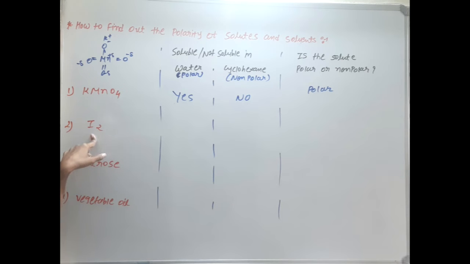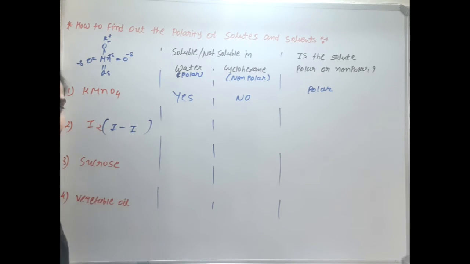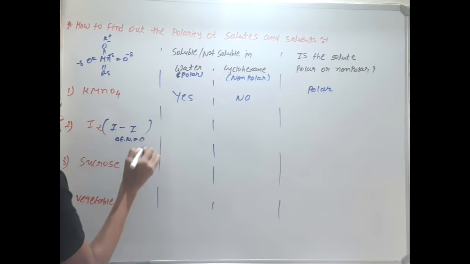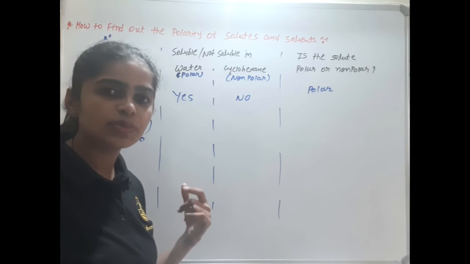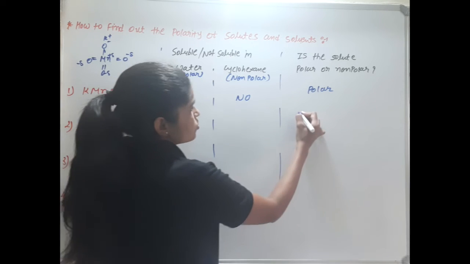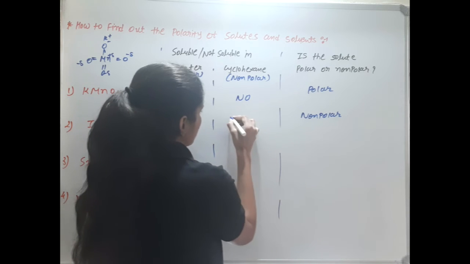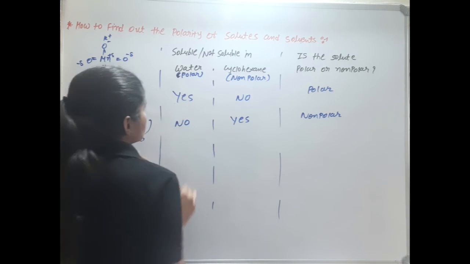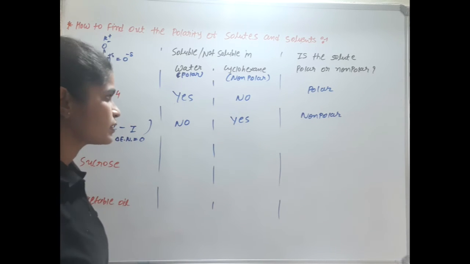Next is I2. In this I2, the two I atoms are the same. Where both are the same, the electronegativity difference is always 0. Electronegativity difference 0 means this is non-polar. So I2 is non-polar, and non-polar always dissolves in non-polar. This is the cyclohexane, and it does not dissolve in water. So that's why I2 is non-polar in nature.